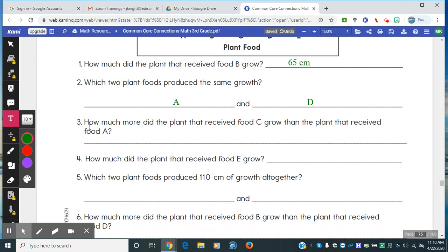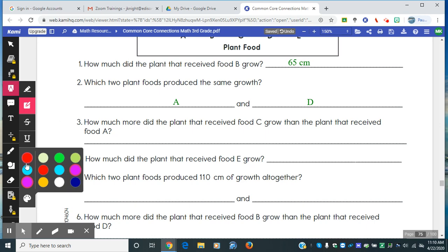Number 3, how much more did the plant that received food C grow than the plant that received food A? I'm going to go ahead and highlight some of our information here. First things first, how much more? How much more? These words together are subtraction words. We're looking at the bar for food C, and we're looking at the bar for food A. When you see the words how much more, you are subtracting.